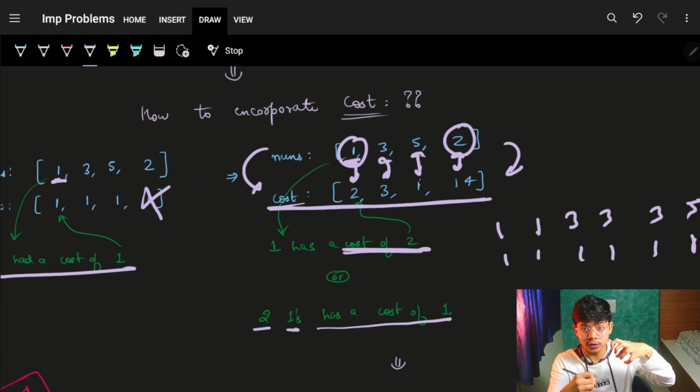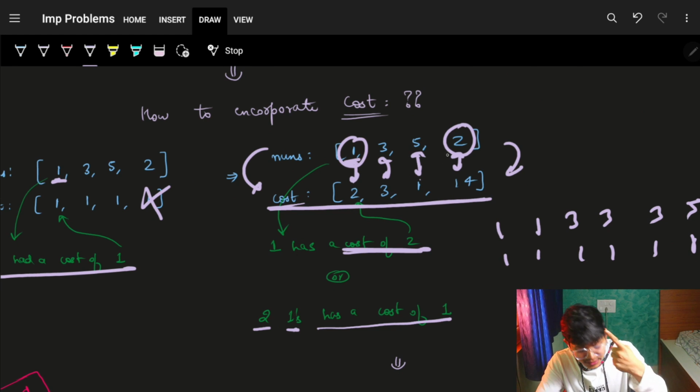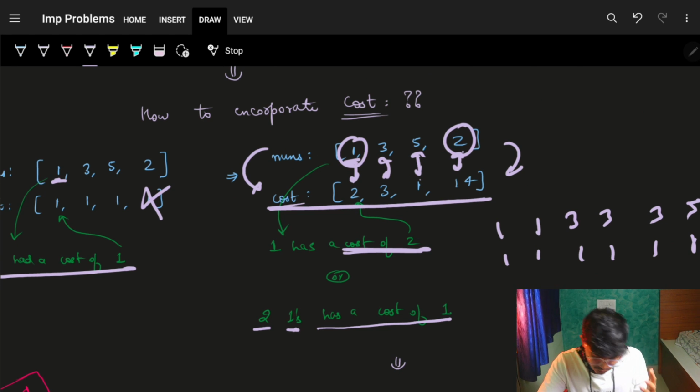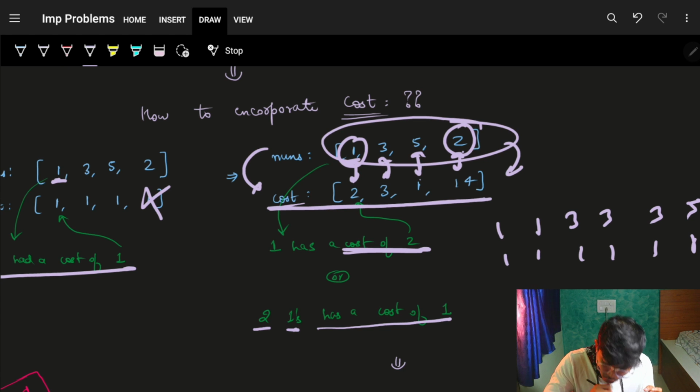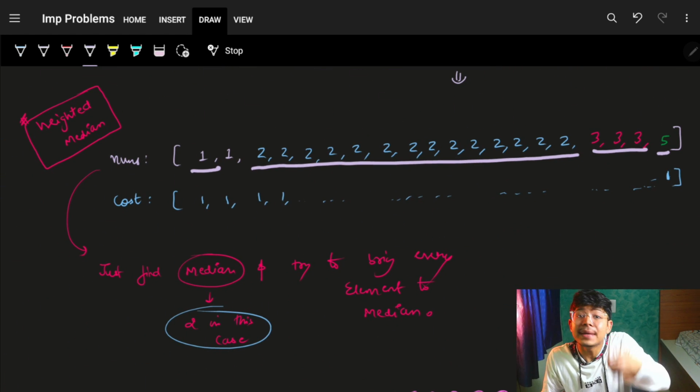1 has a cost of 2. So I have to repeat 1 twice. I have to repeat 3 thrice. I have to repeat 5 1 time. I have to repeat 2 14 times. So I have to attach these. And then I have to sort my nums. Because for sure, my nums need to be sorted to find the median.